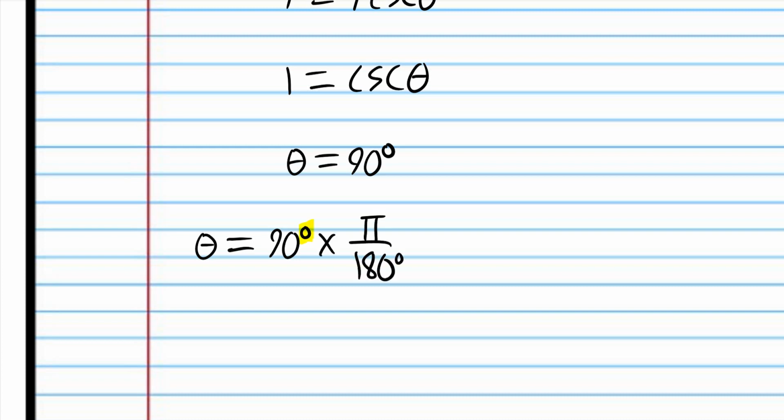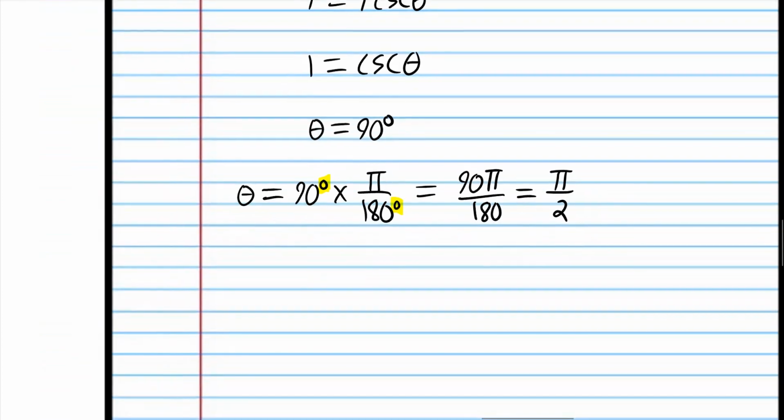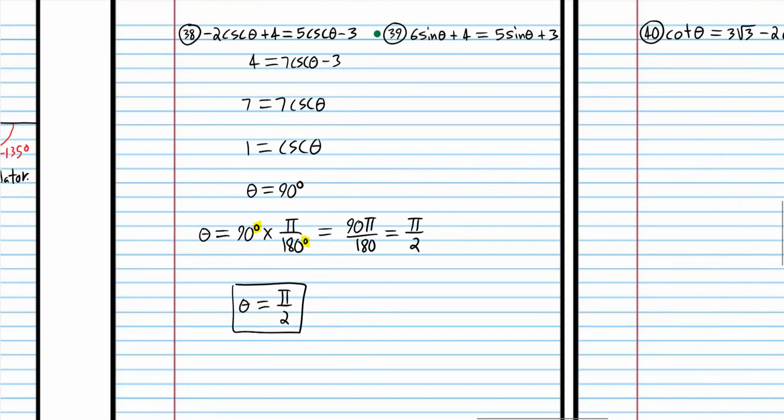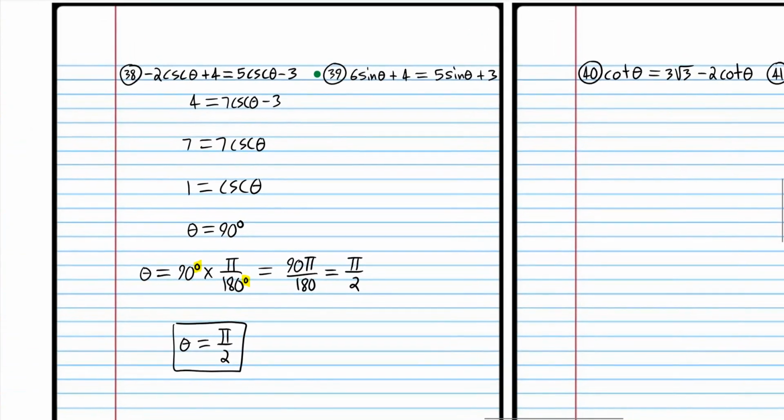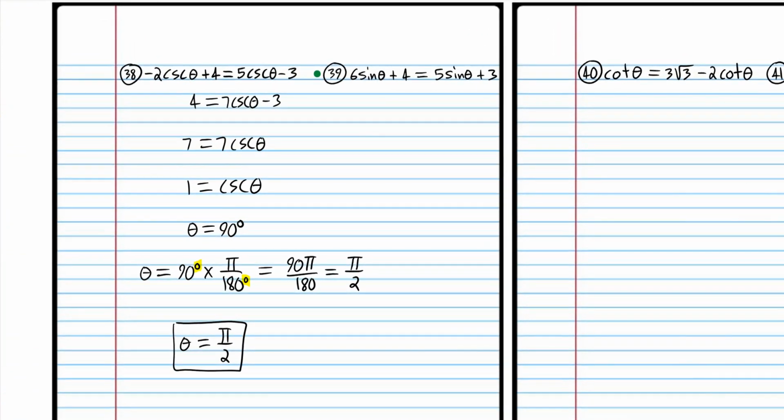Again, the degree symbols cancel out, and we're left with 90 times pi over 180, which reduces to pi over 2. So theta is equal to pi over 2. That's the solution between 0 and 360, or 0 and 2 pi. Remember, 2 pi is a complete rotation.